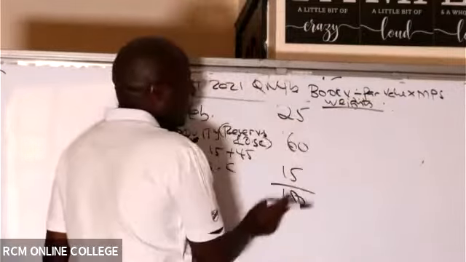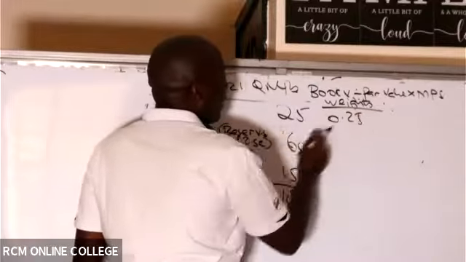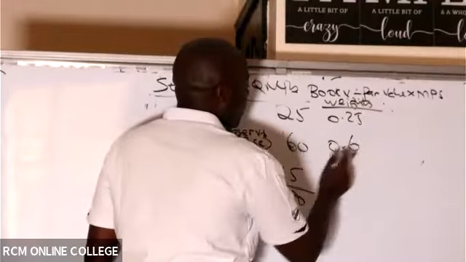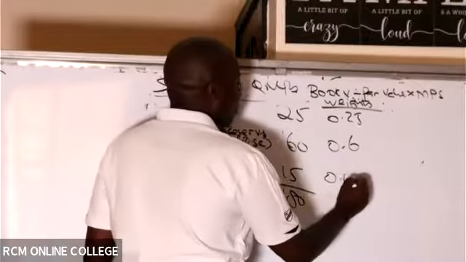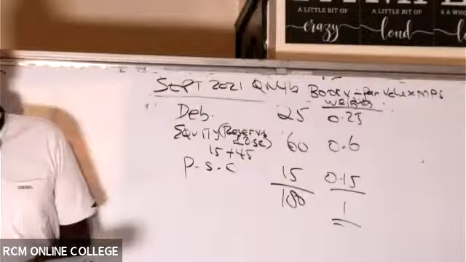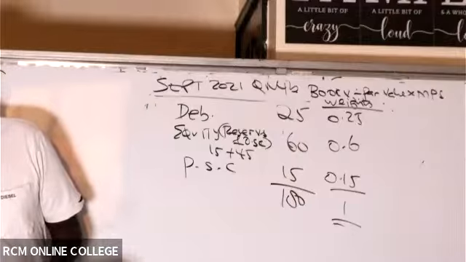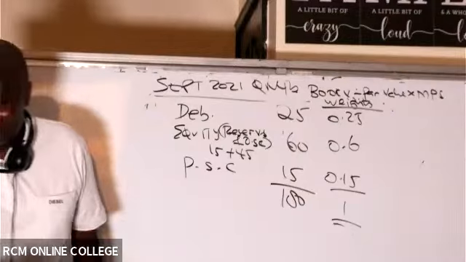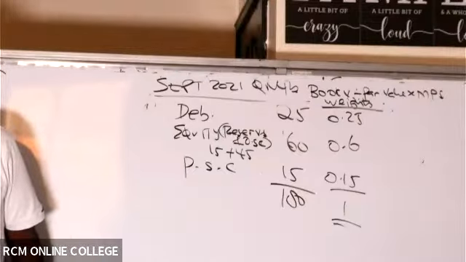So this will be 25 divided by 100 giving me 0.25. This will be 60 divided by 100 giving me 0.6. This will be 15 divided by 100 giving me 0.15. The weights must always add up to 1. So, ladies and gentlemen, up to here, are we together? I can see Leonida has written something there.